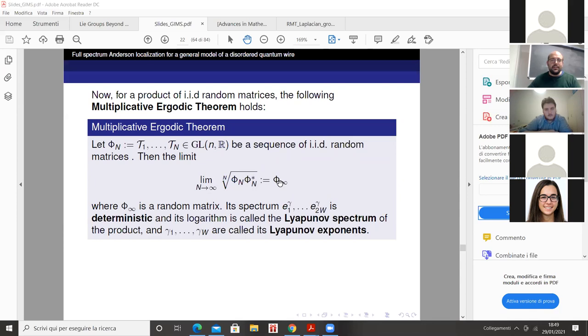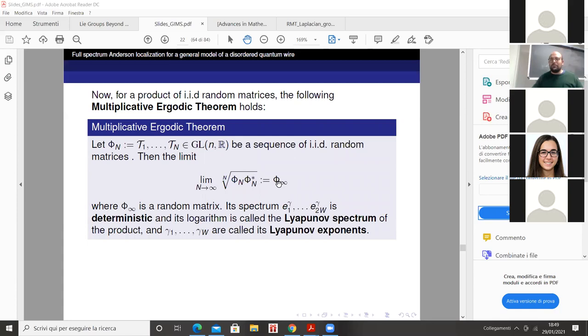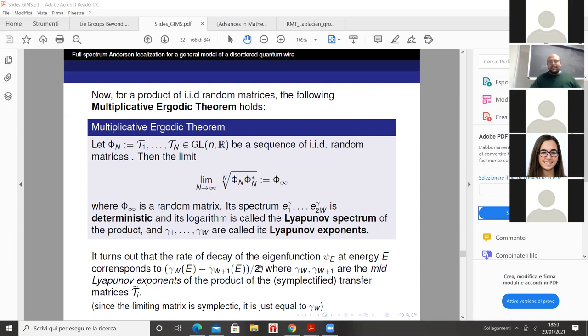So you have a matrix that is, maybe it's too small there, but by the way, a diagonal matrix multiplied by two random unitary matrices, and its transpose. And if you take the logarithm of the deterministic value that you get, you have the so-called Lyapunov exponents. And Lyapunov exponents are actually what rule the decay of the eigenfunction.